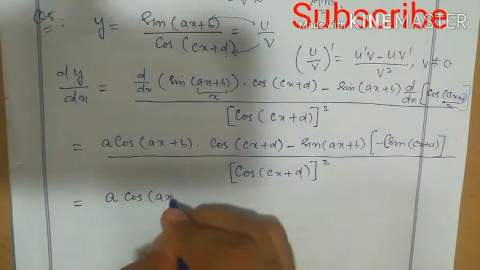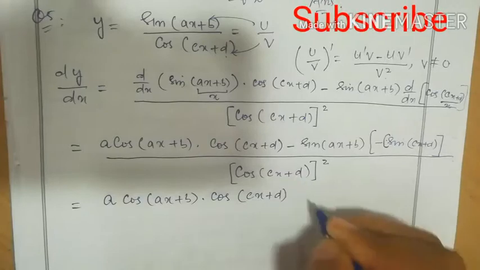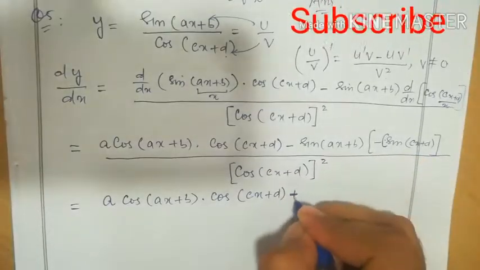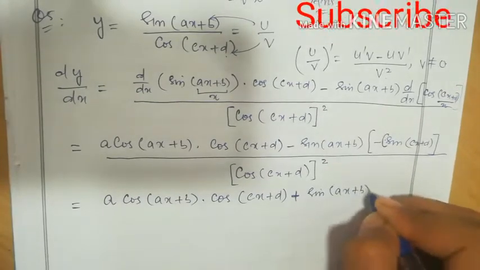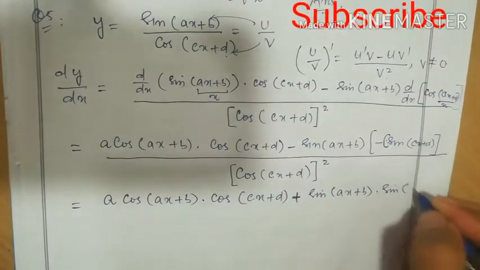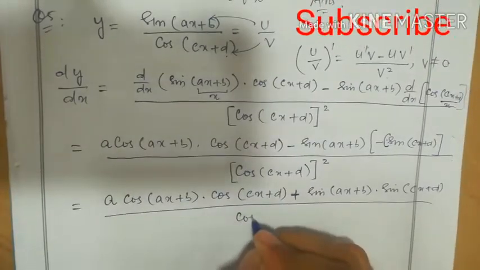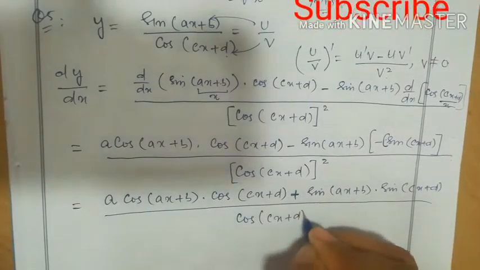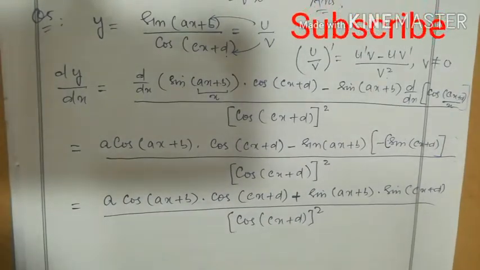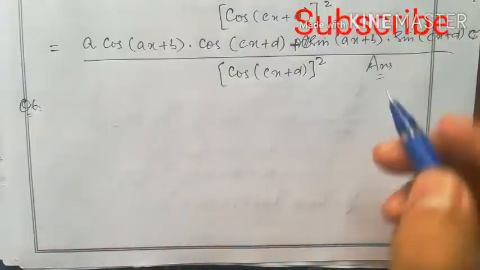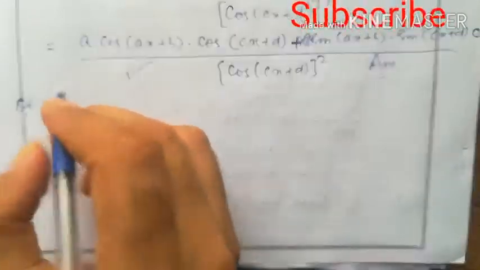Now it is a cos ax plus b into cos cx plus d minus, minus into minus is plus, you can write plus sine ax plus b into sine cx plus d, divided by cos cx plus d whole square. Now what to do? Here something is common, so this is the answer. Okay, now we will start our question number 6.